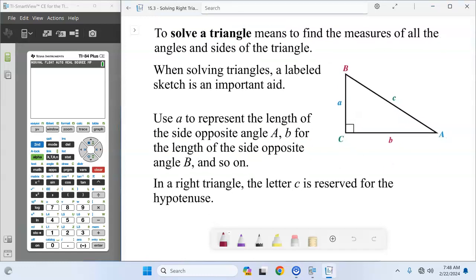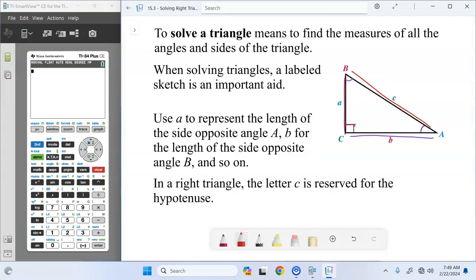If you're not given a sketch, it is really important to help keep everything organized. In our standard nomenclature of sides A, B, and C and angles A, B, and C, angles are represented with uppercase letters. Side lengths are represented with lowercase letters. Side A is opposite angle A, side B is opposite angle B, and side C is opposite angle C.